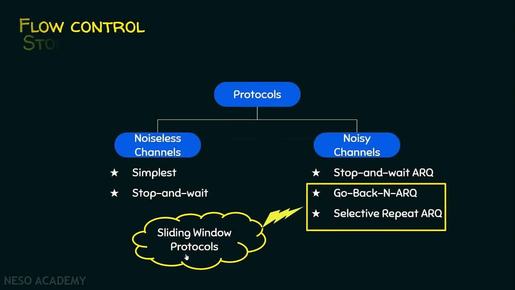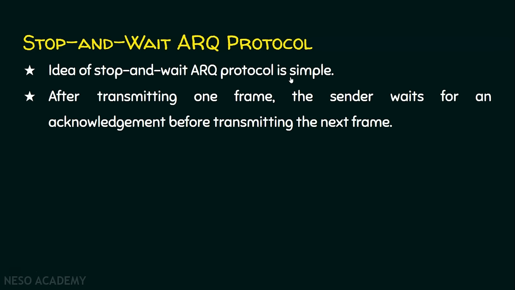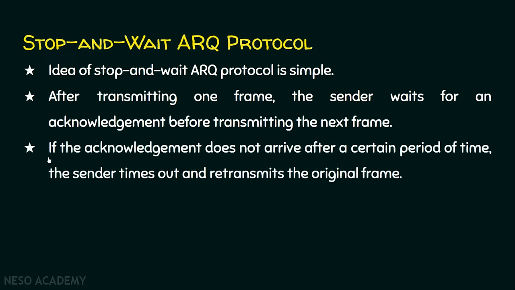Let's see the stop and wait protocol now. The idea of stop and wait protocol is very simple. How does the stop and wait protocol work? After transmitting one frame, the sender waits for an acknowledgement before transmitting the next frame. Suppose the acknowledgement does not arrive after a certain period of time, the sender times out and retransmits the original frame. But whatever it is, only one frame can be sent at a time.